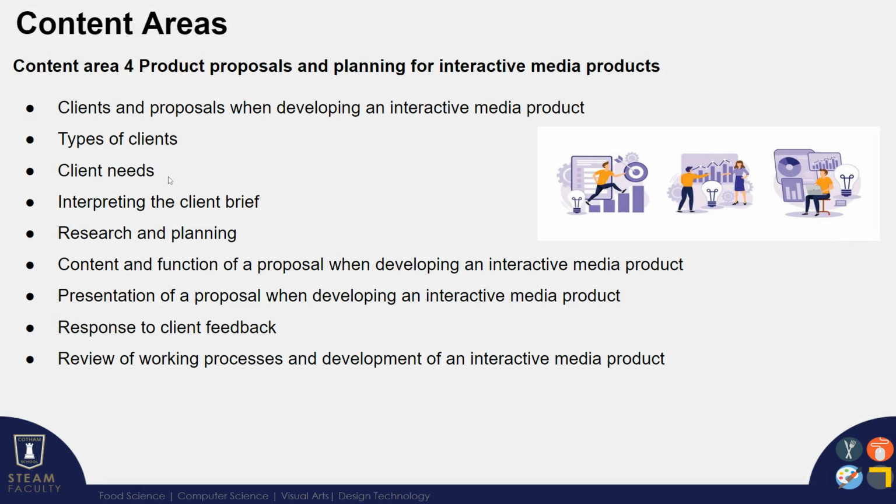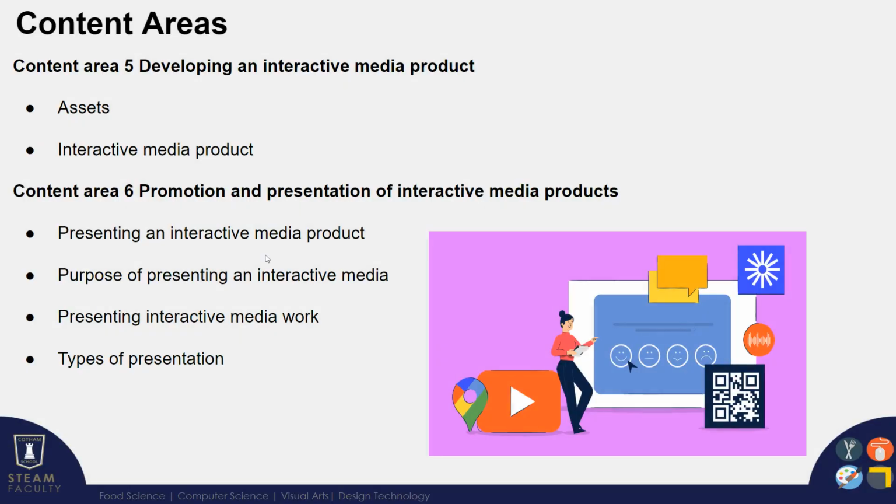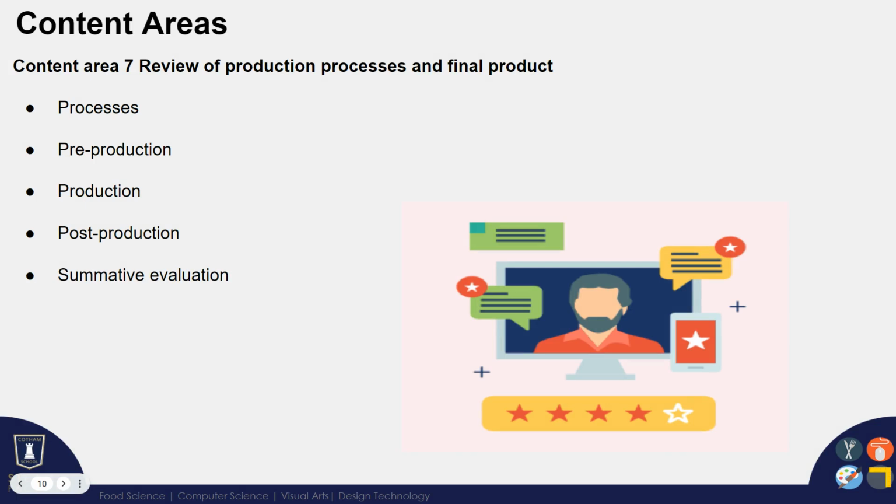Content area 4 is a product proposal and planning for interactive media products. So this is looking at the client needs for the interactive media product, the research and planning for the product, the function of a proposal, the presentation of a proposal, and responding to client feedback. And lastly, reviewing of working practices. Content area 5 is looking at assets and interactive media product. Content area 6 looks at presenting an interactive media product and the purpose of presenting, and the types of presentations that can be utilised.